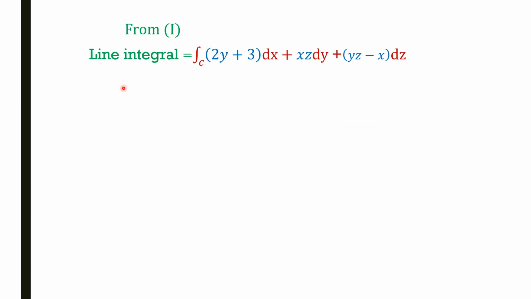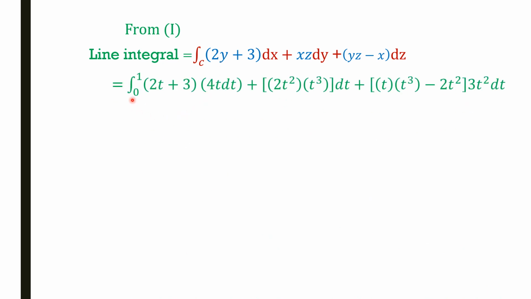Okay, so t from 0 to 1, now put all these values in equation number 1. So therefore integration from 0 to 1, 2 into y is t plus 3, dx is 4t dt. Now x is nothing but 2t square, z is nothing but t cube, dy is dt. Then y is nothing but t, z is nothing but t cube, minus x is nothing but 2t square, dz is 3t square dt. And if we merge all this term, what I get, 8t square plus 12t plus 2t raised to 5 plus 3t raised to 6 minus 6t raised to 4 into dt. Okay, solve this. This is just the calculation. So give the proper bracket so that you can multiply properly.